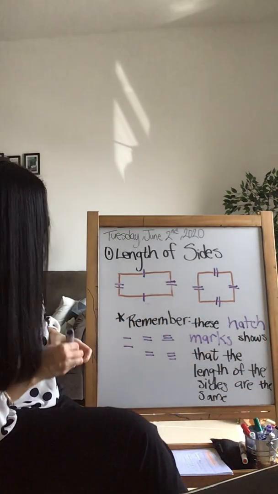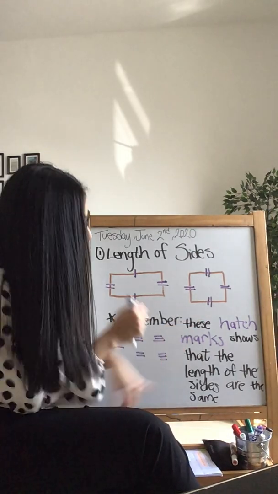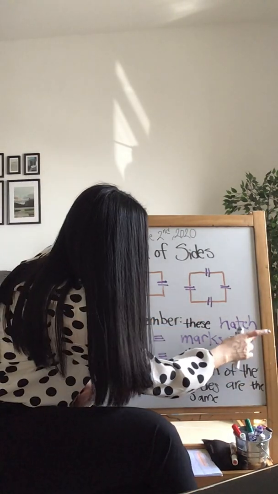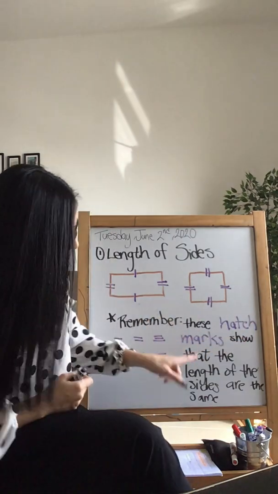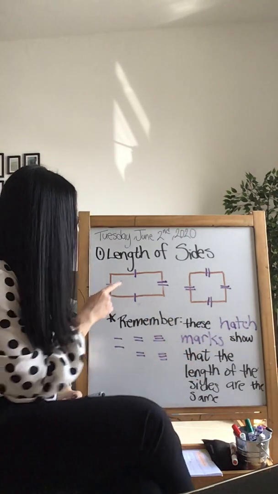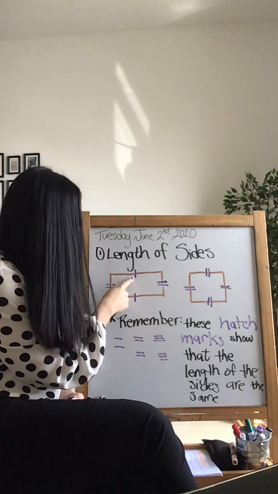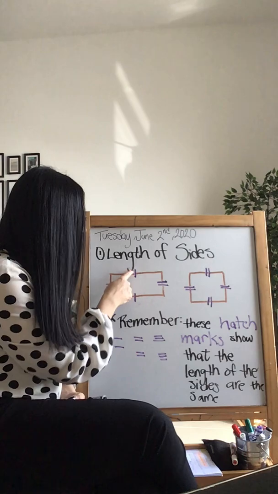Okay, let me read that. It says, remember, these hatch marks, can you see that? These hatch marks show that the length of the sides are the same. So again, just to recap, as soon as I see this one hatch mark, a little dash, it tells me anywhere I see them, they are equal.